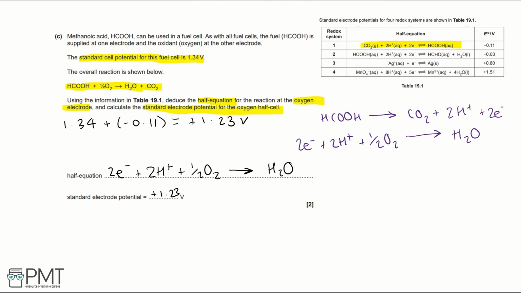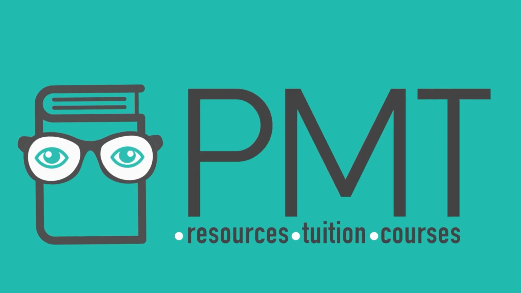So it's important to write this plus because they've done it in the table. You won't lose a mark if you don't write it, but in the future it's really important to add this positive charge. So to get the 2 marks for this question, you get a mark for your half equation and you get a mark for your standard electrode potential value.